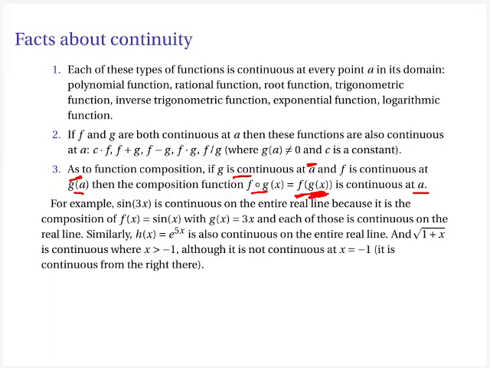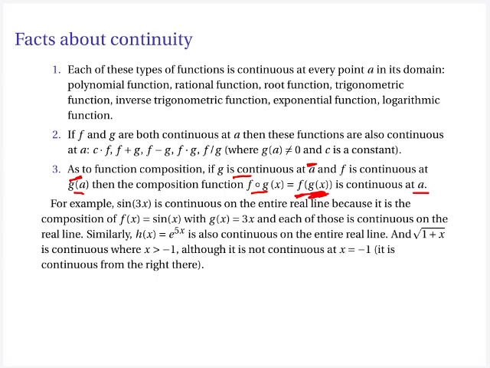And square root of 1 plus x is continuous anywhere where x is greater than or equal to minus 1. It's not continuous at minus 1, but it's continuous from the right. And then I talked about being continuous from the right, with the equal sign. It's not continuous from the left.